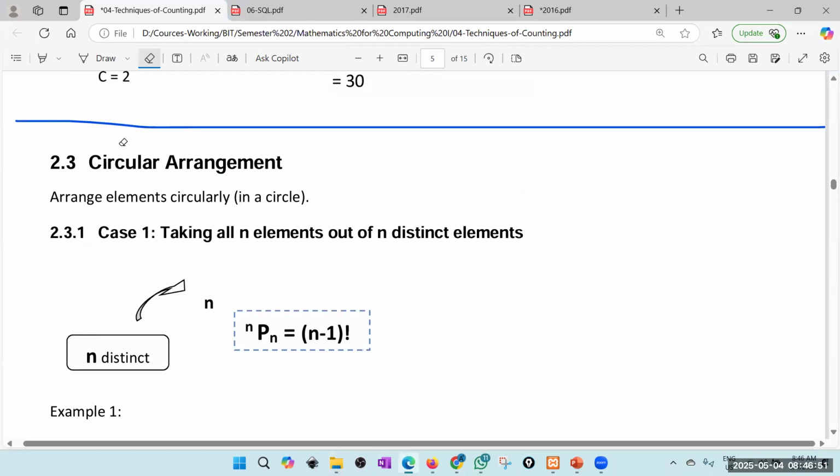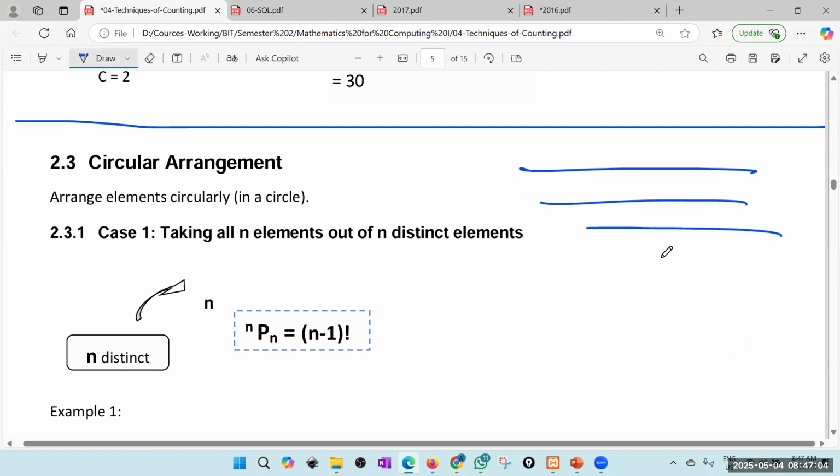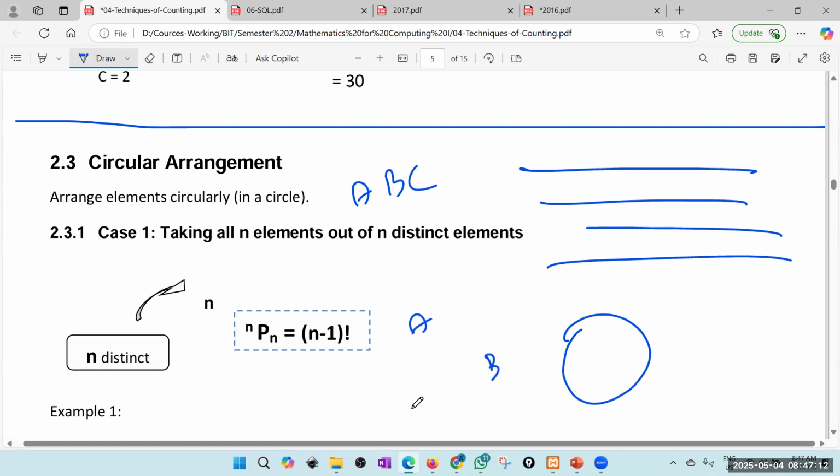So that is circular arrangement. Still arrangement, right? Actually, this is not the second part. Still we are in the first part. So far, what we discussed was arranging linearly as a line. So what if you arrange as a circle? For example, if you have A, B, C, I can arrange it like this. Okay. So there's another arrangement, A, C, B.